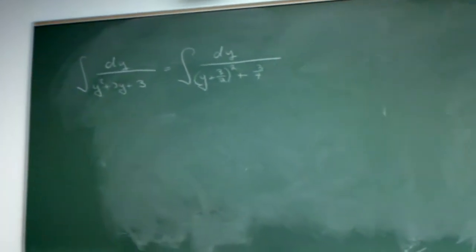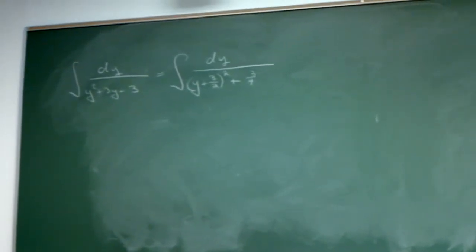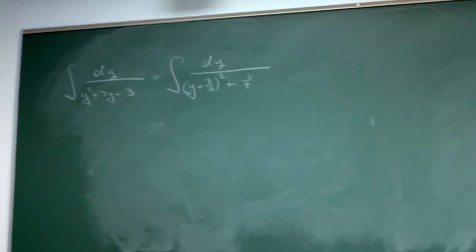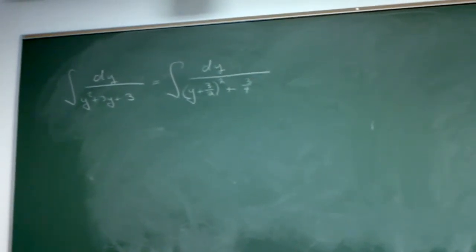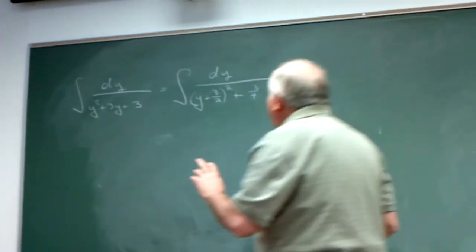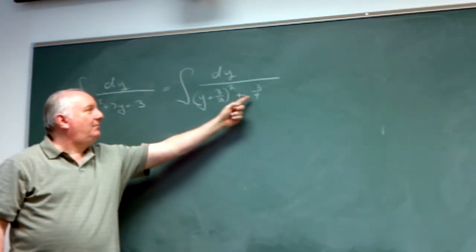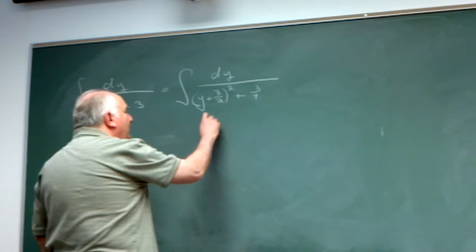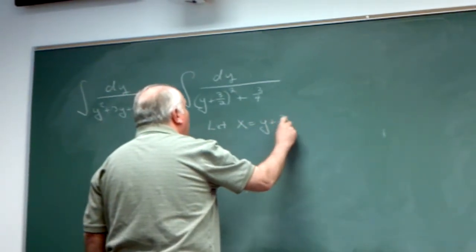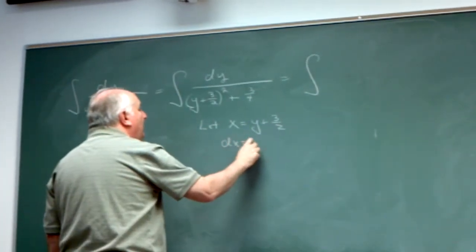So I can do this in one step, or I can do it in 2 steps. In other words, I can put the tan into the y plus 3 halves, or I could first replace the y plus 3 halves by just substituting t. Do you want me to go straight to the trig substitution or not? Okay, I'll do it in 2 steps. So what I'll do is simplify this and write that as a square. So let x equal y plus 3 halves, in which case dx and dy are the same.